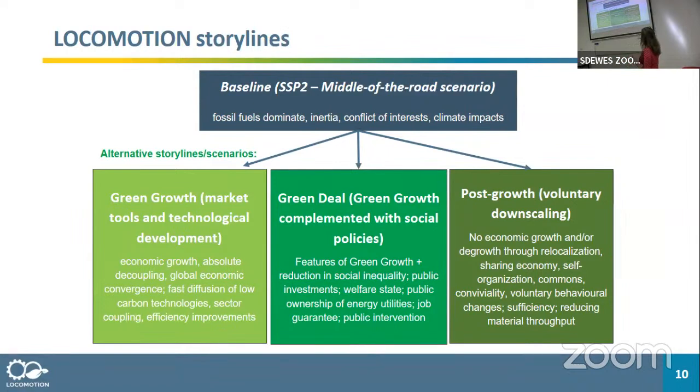A Green Deal is understood as the implementation of green growth, but complemented with social policies. So it will also have all the dimensions mentioned under green growth, but it will also include a reduction in social inequality, much more public investment, ensuring a welfare state, and public ownership of energy utilities. We will also have very strong social policies expressed through job guarantees and strong public intervention.